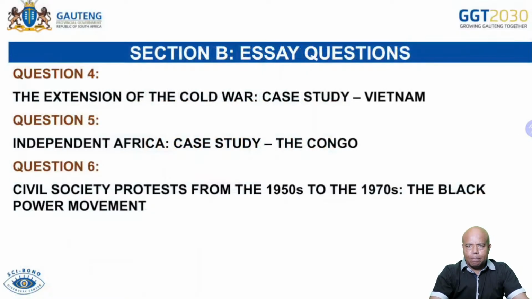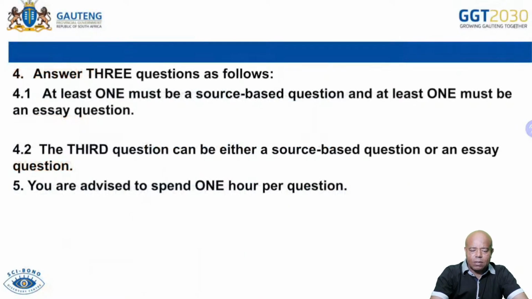Then when we go to section B, remember section A, source-based, 3 questions. Section B, also 3 questions. But section B starts with question 4, the extension of the Cold War. It's a case study of Vietnam, so we're not going to deal with it. I'm just mentioning it so that you can have an idea. But today our focus is just source-based. Question 5, independent Africa, case study of the Congo. Question 6, civil society protests from the 1950s to the 1970s. What is the focus point? The focus point is the Black Power movement at the end of the day.